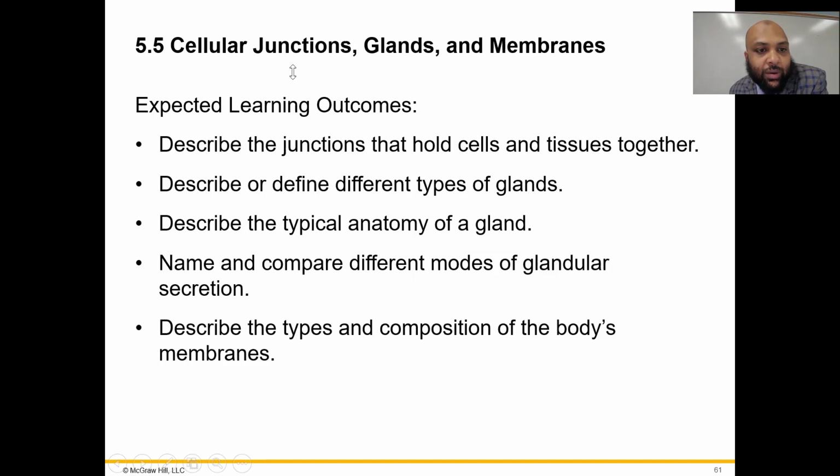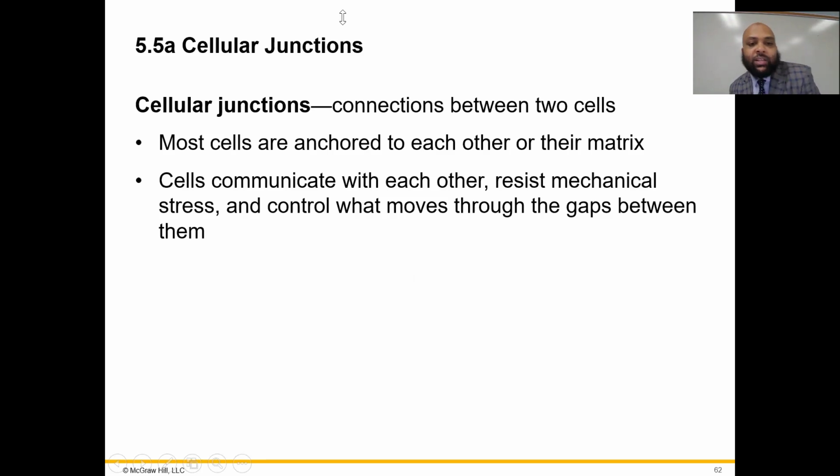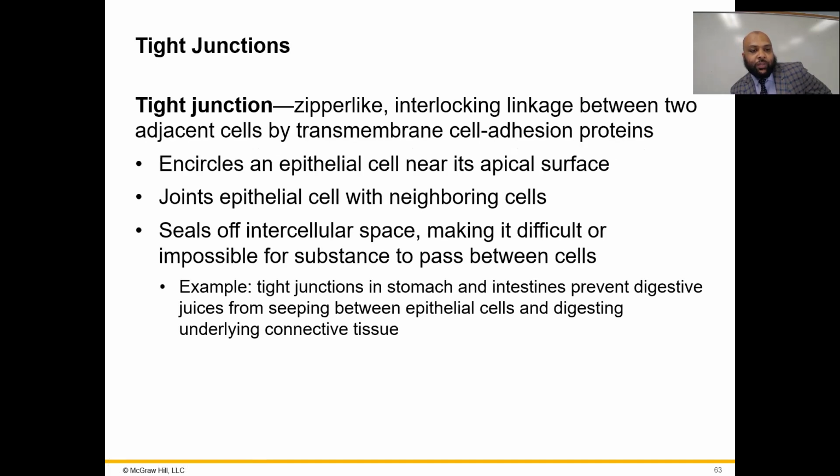Okay, so now we're going to talk about the junctions and the glands and the membranes. Cellular junctions are connections between two cells, and most cells are anchored to each other or to their matrix, and that is through these cellular junctions. They are used to anchor a cell to an adjacent cell or a cell to a matrix. Cells communicate with each other, resist mechanical stress, and control what moves through the gaps between them.